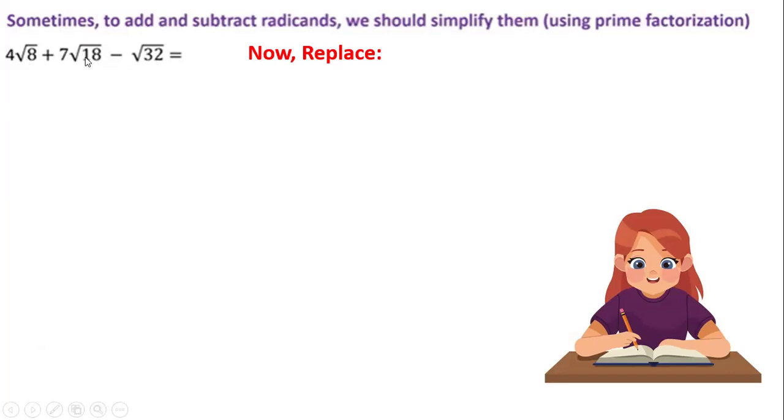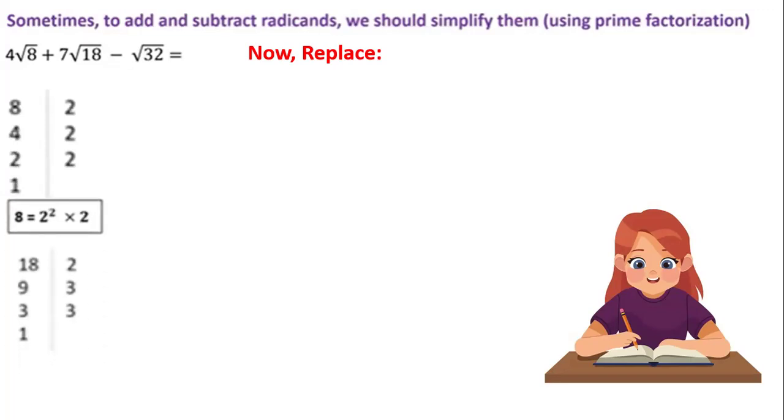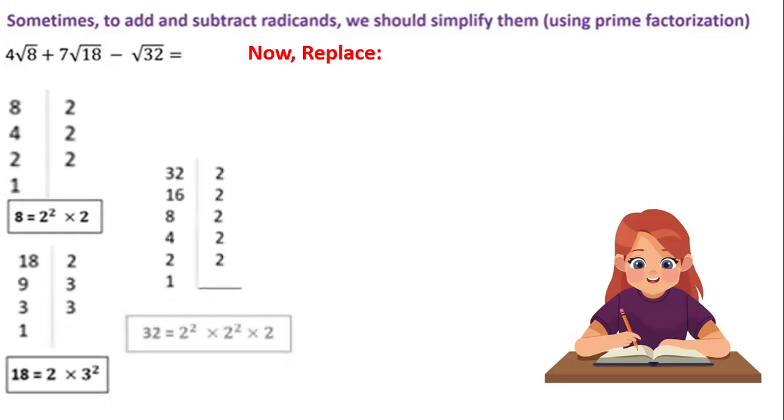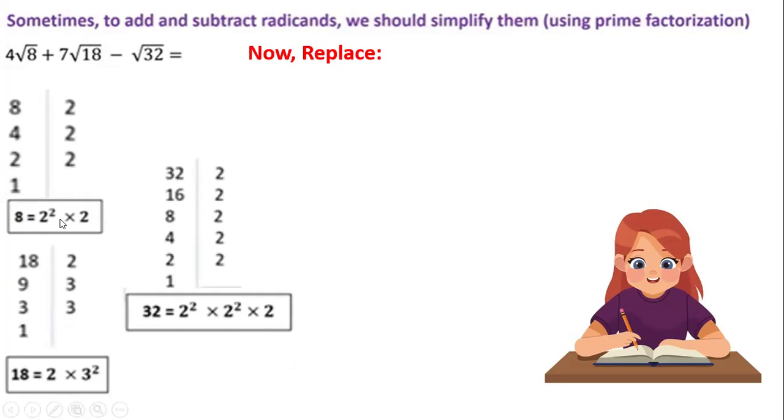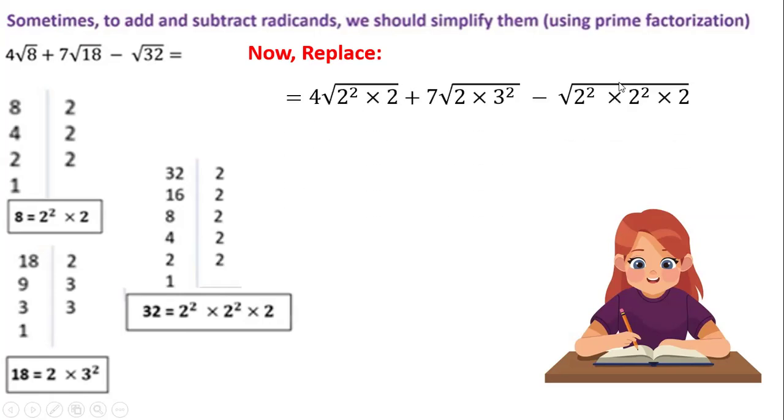So here I should make 3 prime factorizations for 8, 18, and 32. This is the prime factorization of 8. This is the prime factorization of 18, and this is the prime factorization of 32. Now I replace the prime factors of 8 under the radical 8. I replace the prime factors of 18 under the radical 18, and I replace the prime factors of 32 under radical 32. So this is how I replaced.